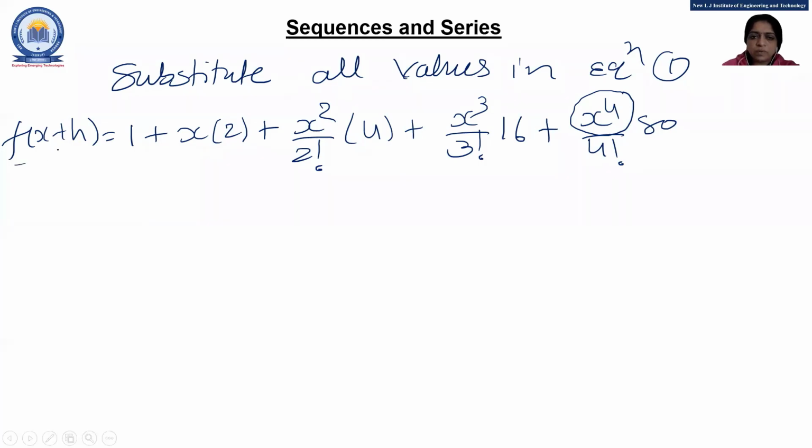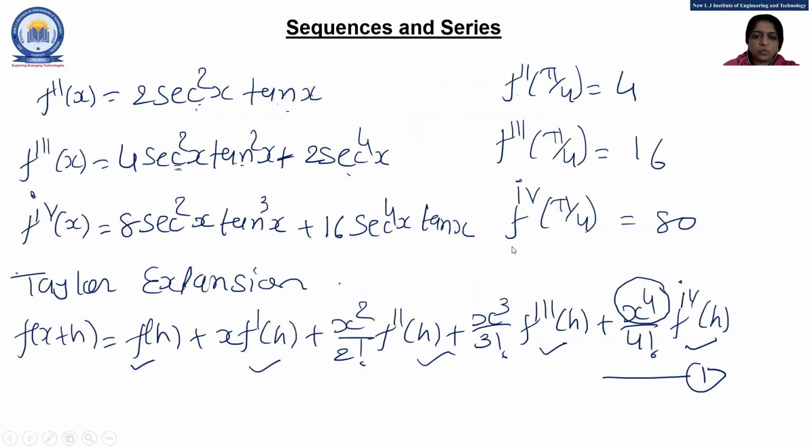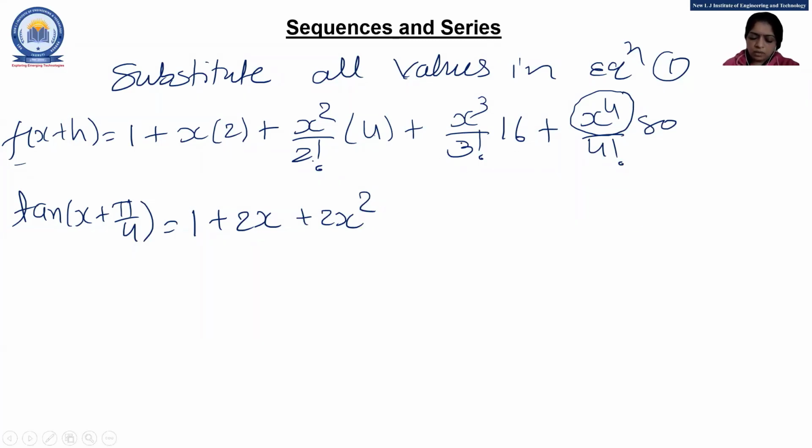Now what is our f of x plus h? Our f of x plus h is 10x plus pi by 4. So I put here 10x plus pi by 4. Now 1 plus 2x, after simplification, this 4 by 2 is just 2x square. Here 16 by 6. So 16 by 6 is what? That is 8 by 3, right? 8 by 3 x cube, and here 80 by 24, that is 10 by 3, 10 by 3 x raised to 4.